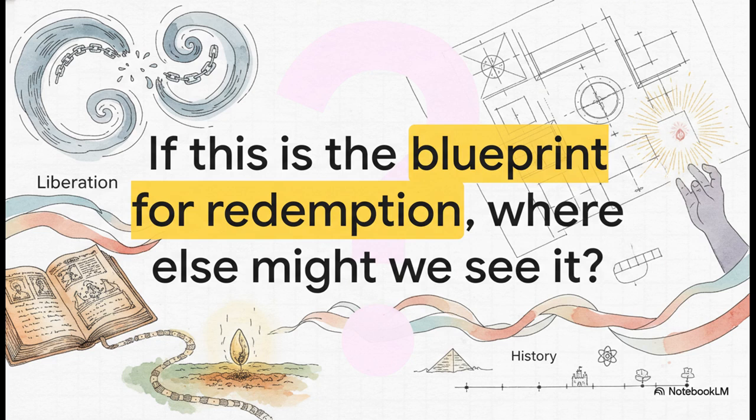If this 4-part blueprint, atonement, liberation, formation, and empowerment, is so fundamental to these epic stories of redemption, well, where else might we see its echo? In other parts of history? In literature? Maybe even in our own lives? The blueprint is there, if you just know how to look for it.